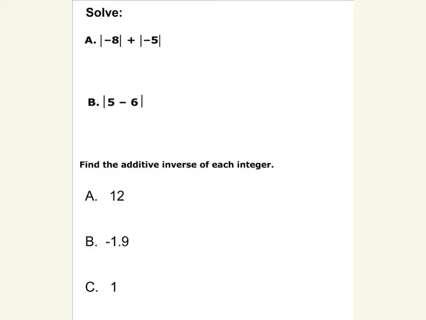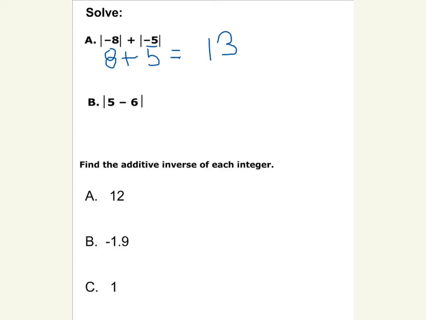Examples. Let's take a look up here at letter A. Letter A says the absolute value of -8 plus the absolute value of -5. The first thing we need to do is rewrite that using the correct values. The absolute value of -8 is just 8 plus the absolute value of -5 is 5. So we're simply going to have 8 plus 5, which gives us a value of 13.